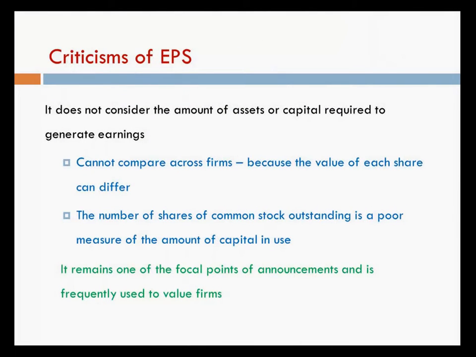So, some of the criticisms of earnings per share. It's very difficult to compare across firms. You can do time series comparisons. You know, what was our earnings per share last year, last quarter? That makes more sense. But comparing across firms, there are a lot of variables that are not included, the most important one being the number of shares outstanding. But with all that said, it's still one of the main focal points for companies when they're being judged by the markets.